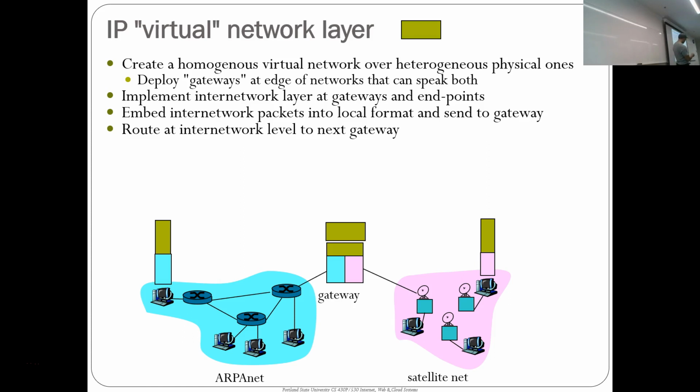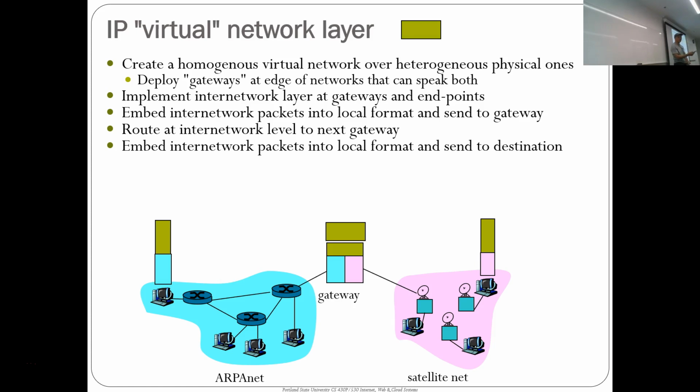What this gateway is going to do is take this packet and embed it into the local format of the destination. So it's then going to take that packet, put the pink headers around it, and then send that over to the destination. And finally, the destination will decapsulate it, and you get the green payload back.